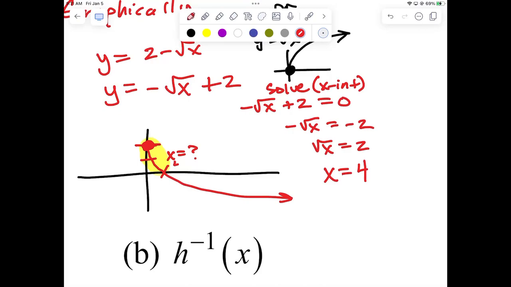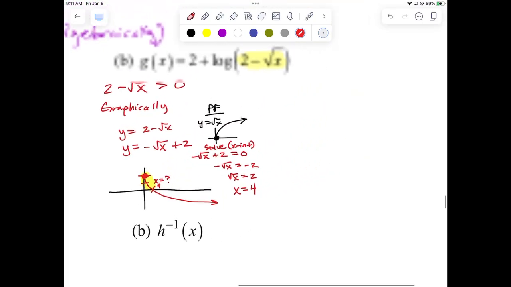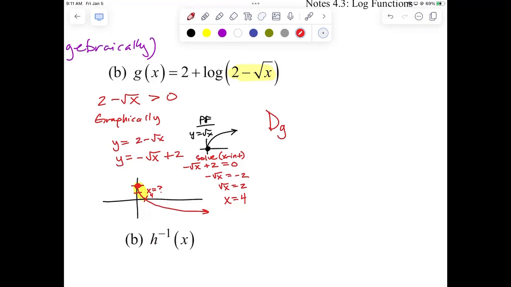So there's the x-intercept. Now looking at the graph, I can state the domain of g is going to be the set of all x such that, and because it's a compound inequality, it's going to be 0 less than or equal to x less than 4.